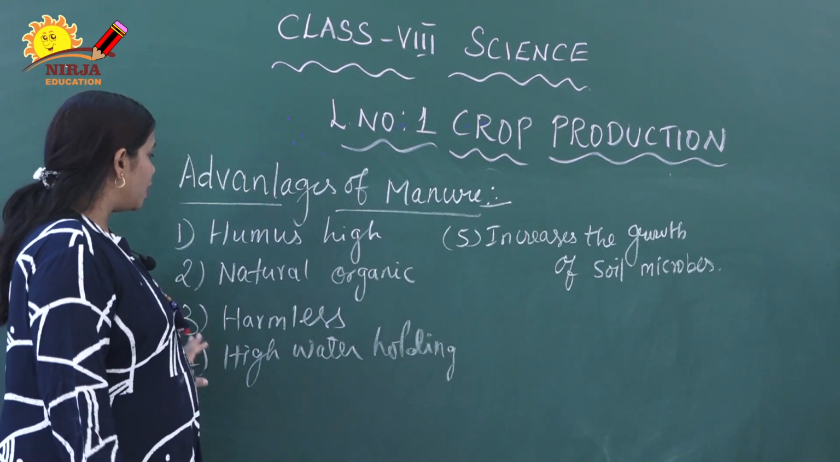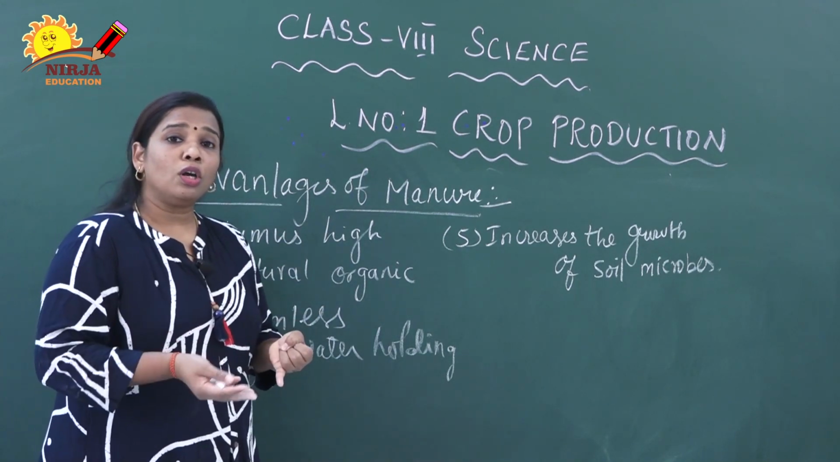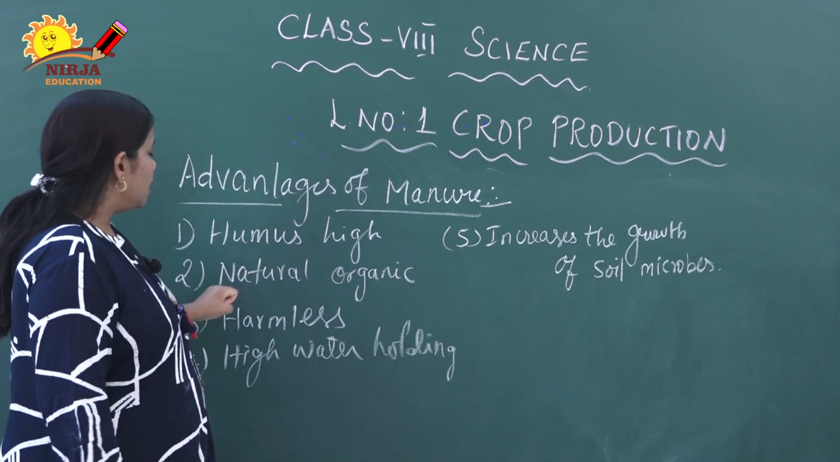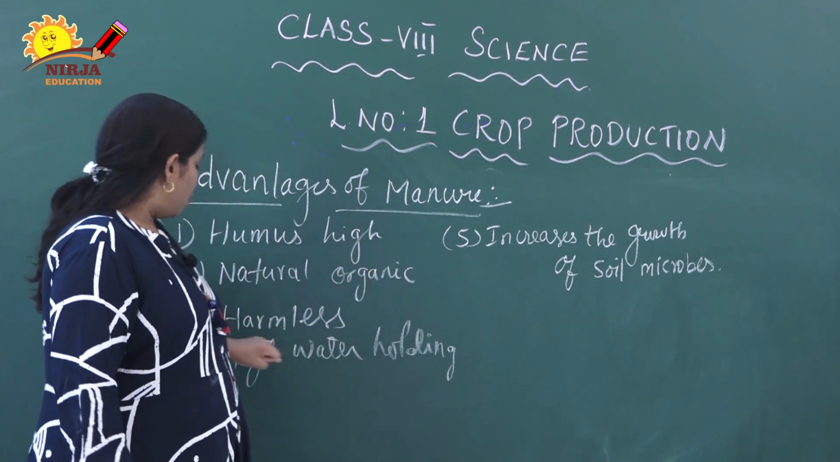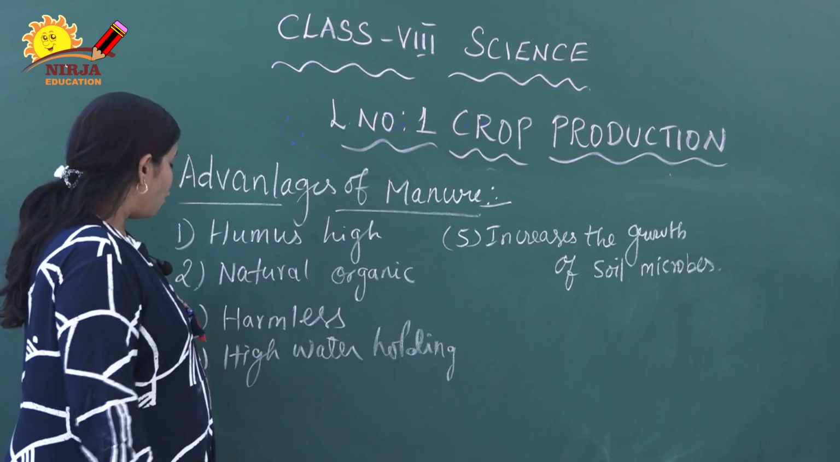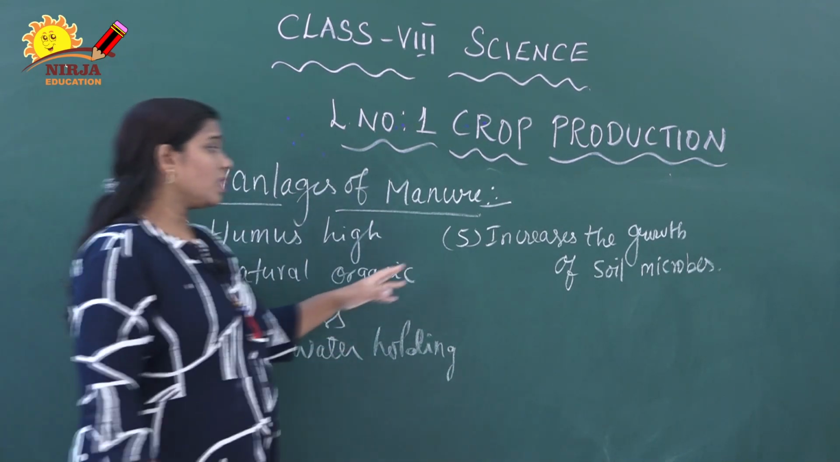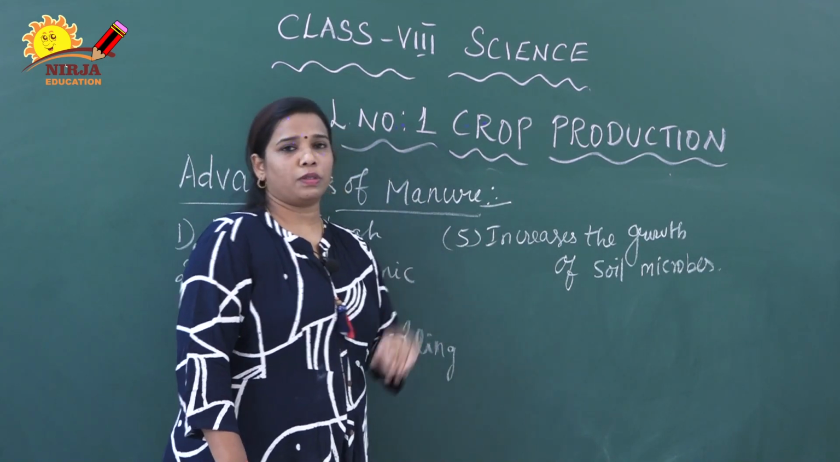There are 5 advantages: high humus, so the soil fertility will be more, so the plant will grow very nicely and the yield will also be more. Then natural, we are preparing it naturally, with high organic content. Third one is harmless, it does not harm the environment. Fourth, high water holding capacity. Fifth one is increased growth of soil microbes.